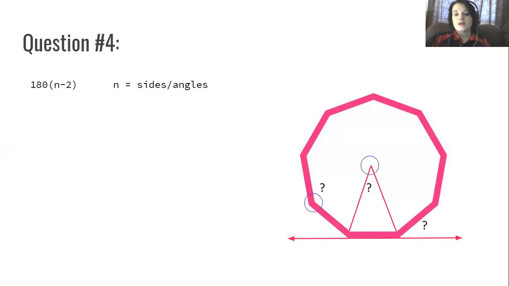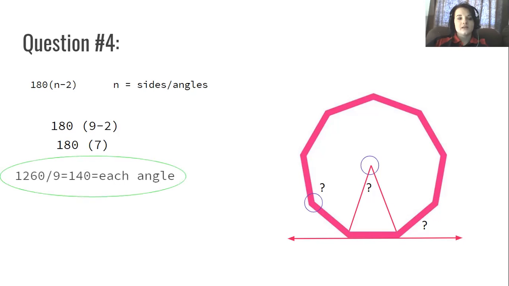It's unique. Right here, we're given a nonagon. We've got 9 sides, 9 vertices, meaning that our n in our formula is going to be 9. So 180 times 9 minus 2. Well, 9 minus 2 is 7. So we're going to solve for 180 times 7, and that should give us a total of 1,260 degrees for our angle.